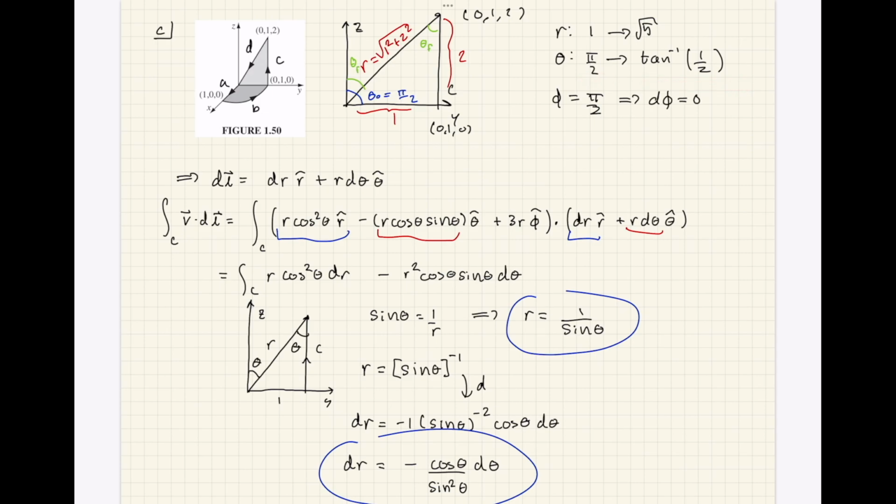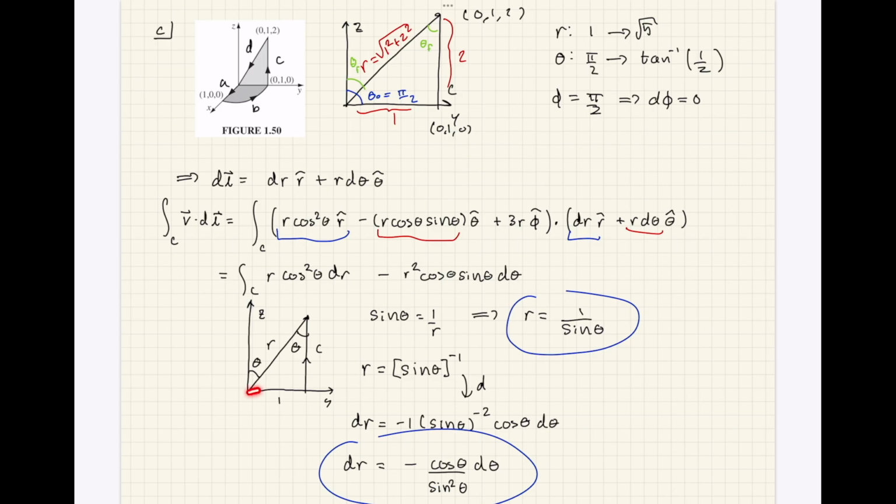This entire path stays in the YZ plane. So our phi stays constant at pi halves and d phi is 0. For path C, our elemental path is dr r hat plus r d theta theta hat. After dotting our vector field with our elemental path, we're left with r cos squared dr minus r squared cos theta sine theta d theta. We can't quite integrate this yet, because as we go along the path, our r changes and our theta changes, and they are interrelated. So I need to find an expression that lets me write r in terms of theta.